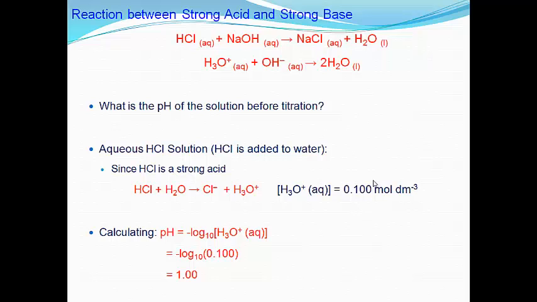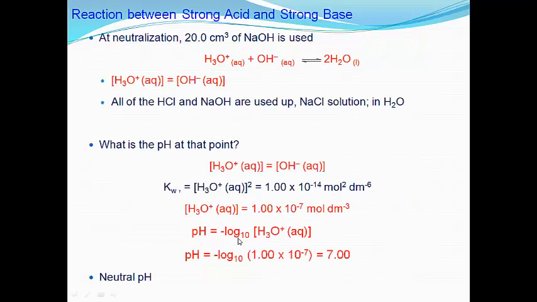Now, because we have the concentration of H3O plus, we can then calculate the pH of the solution before the reaction, and that turns out to be equal to 1.00. During the titration, we are adding various amounts of sodium hydroxide, and essentially the concentration of the H3O plus is decreasing. And at neutralization, we have 20 cm3 of the sodium hydroxide used.